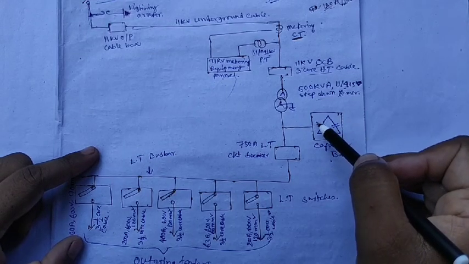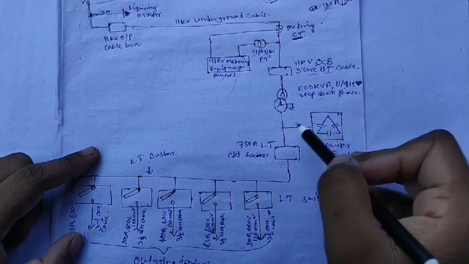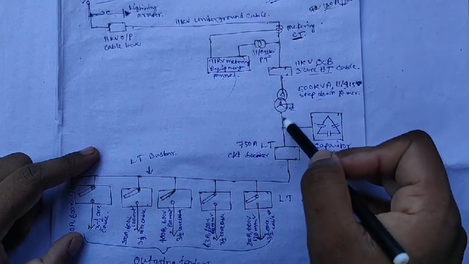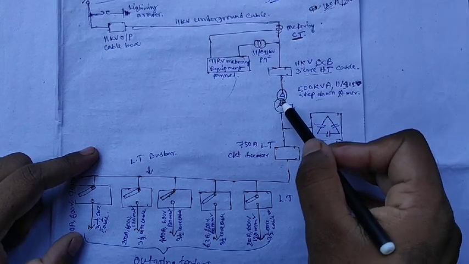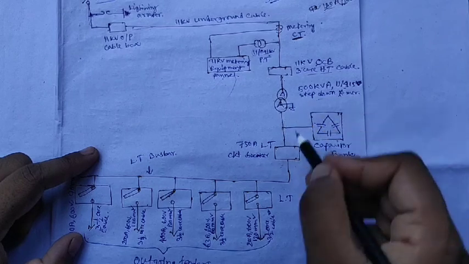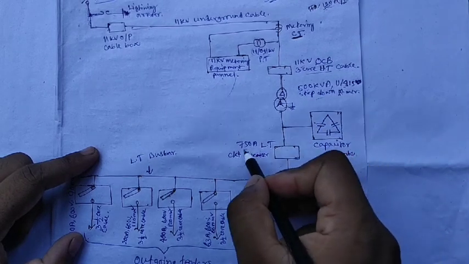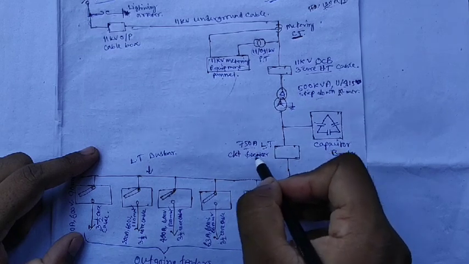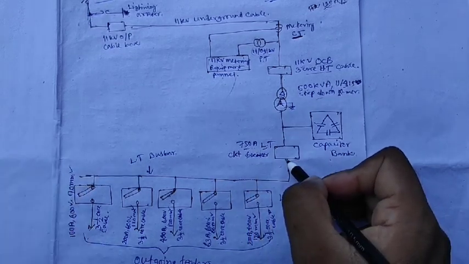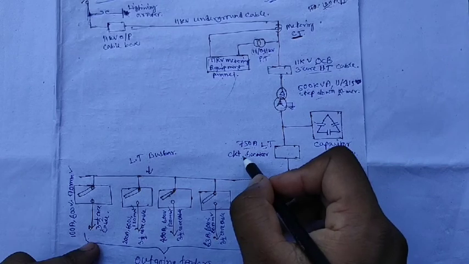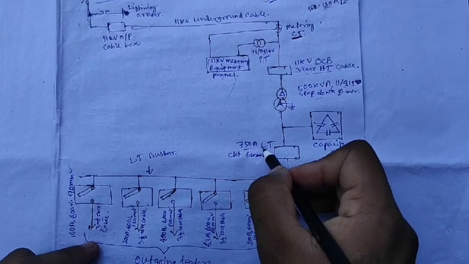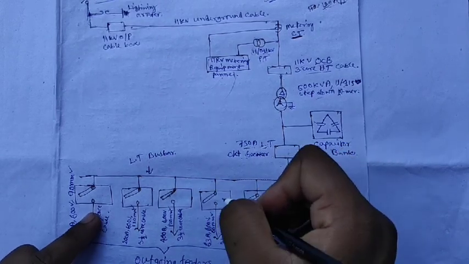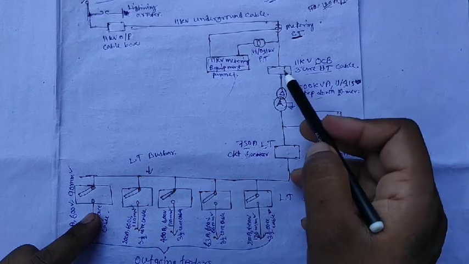You can also use a star connected capacitor, but it is connected in series outside of the star connected line. Okay, next is connected a 750 ampere low tension circuit breaker. Also here the circuit breaker is connected. Why do we use this 750 ampere low tension circuit breaker here? We also use the circuit breaker here.